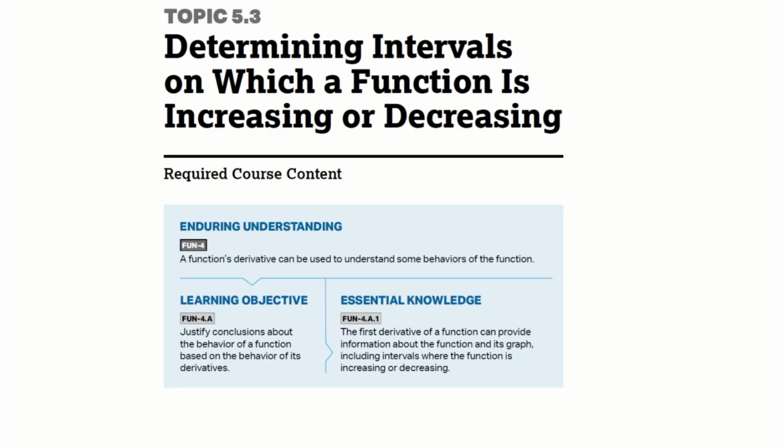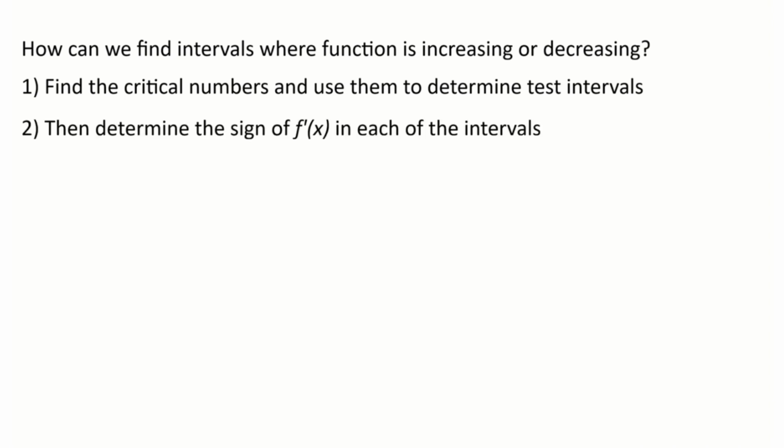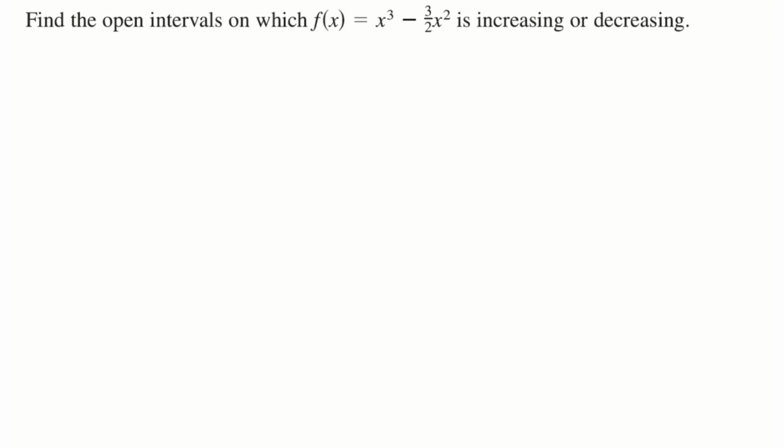So how can we find these intervals where the function is increasing, decreasing, or is constant? Well, the way to do that is to find the critical numbers and use them to determine test intervals. Then we determine the sign of the derivative in each of the intervals. Let's look at an example. Find the open intervals on which this function is increasing or decreasing.